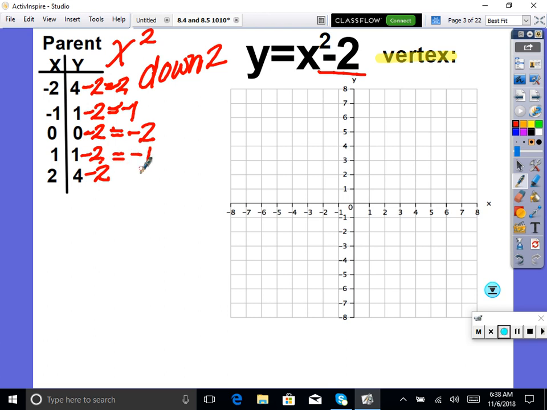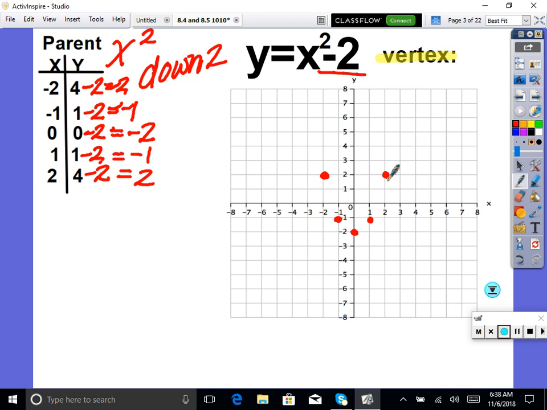So this will be negative 1, and this will be, what did I mess up on? 4 minus 2 is 2. It's just a 2 right there. Okay. So then you would just plot your points. So you're going negative 2 up 2, over negative 1 down 1, over 0 down 2, and then it's symmetric from there, so it's pretty easy to see.